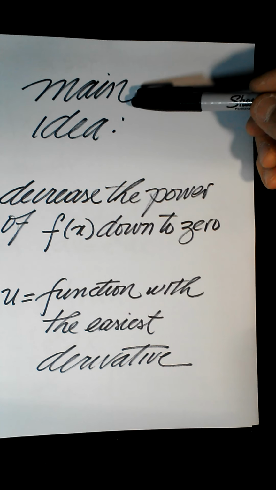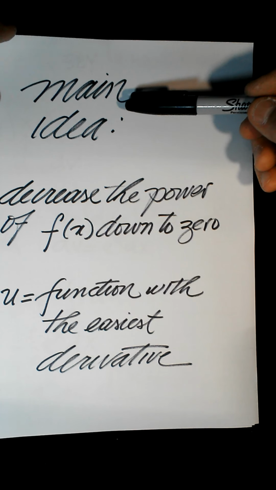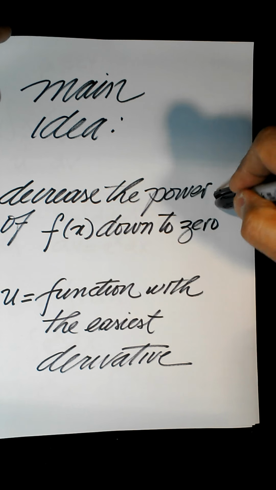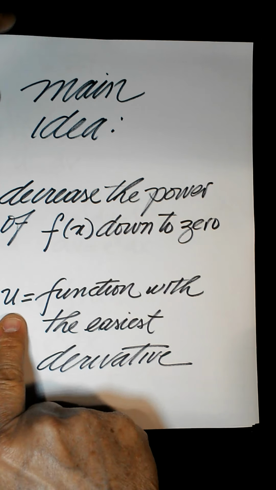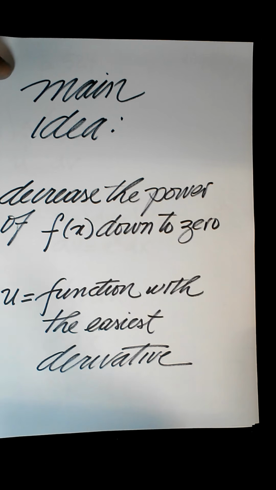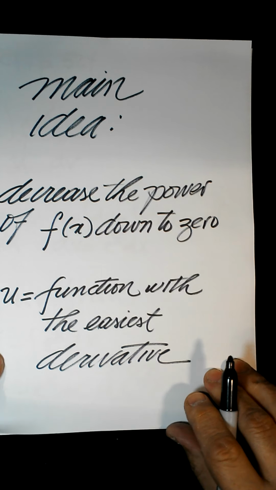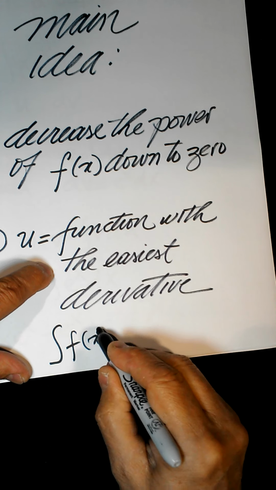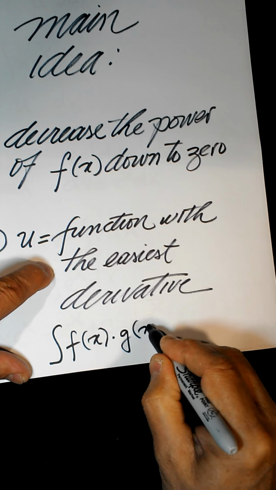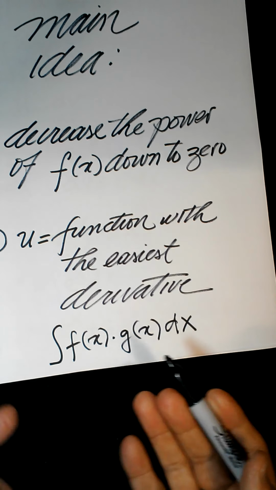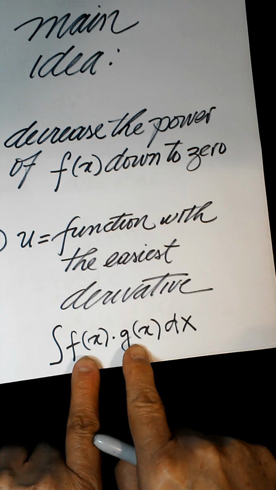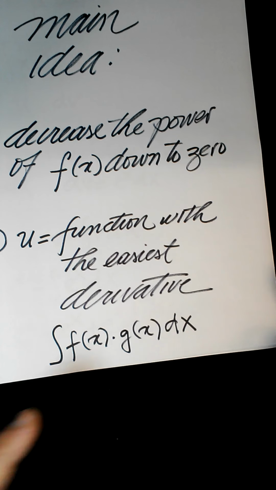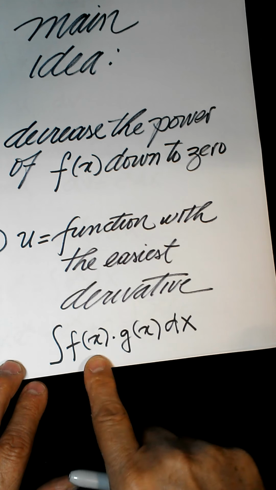The main idea in integration by parts is that we want to decrease the power of a function down to 0. And usually we must pick. There are two functions. Here we have the two functions. It's an integral that has a function f of x multiplied by a g of x dx. So you can see that one is not anymore the derivative of the other. If they were, this would be u du, but that's not the case. There will be two distinctive functions here.